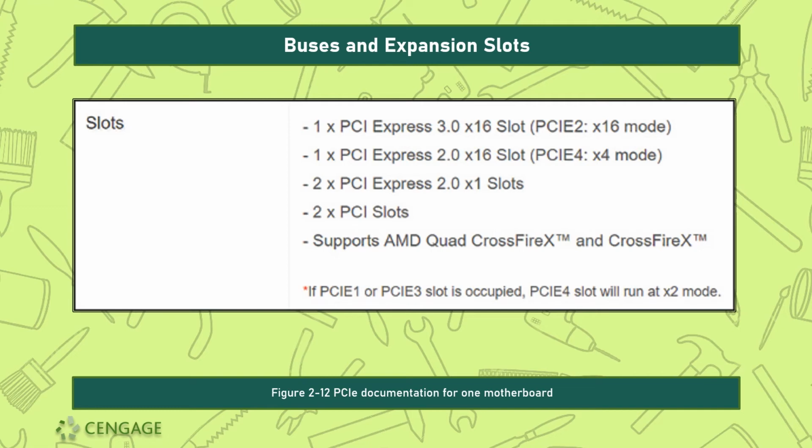So note here that there's a little asterisk down at the bottom. It says if PCIe 1 or E3 is occupied, PCIe 4 will run at X2 mode. So that means that if you have PCI 4 at X4 mode, then the other two cannot be occupied. PCIe 2, which is our standard X16, runs in an X16 mode regardless. But the 1 and 3, which are our 2.0 X1 slots, are basically borrowing lanes from the other two. So essentially, if 1 or 3 is occupied, it cuts 2 lanes out of the X4 or the E4 slot.